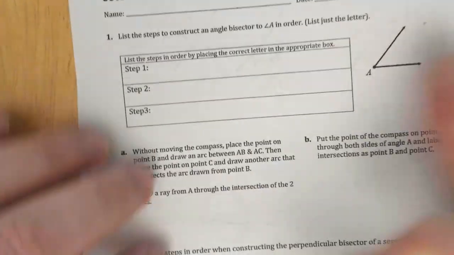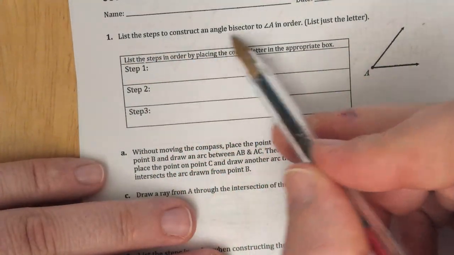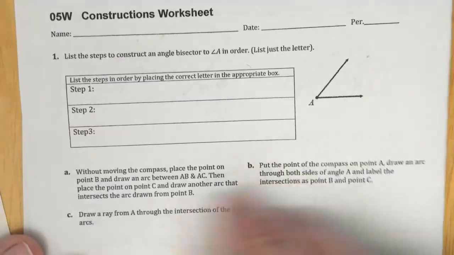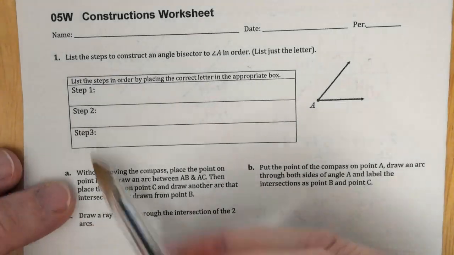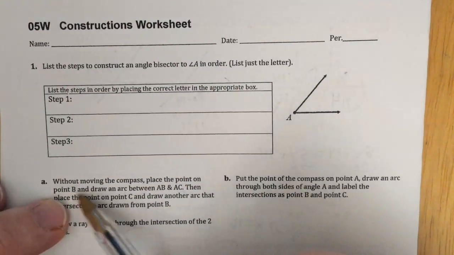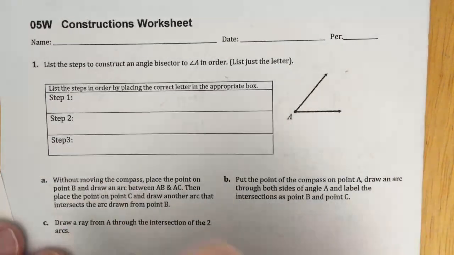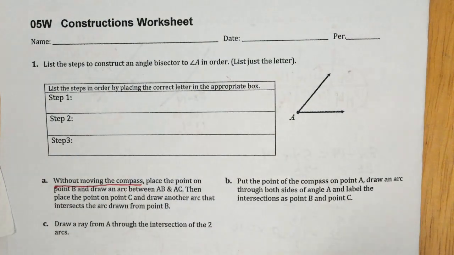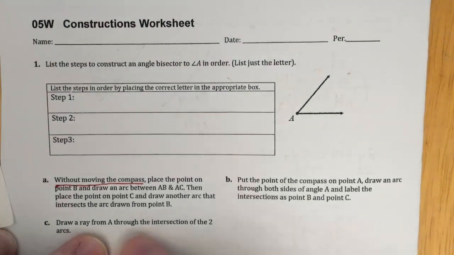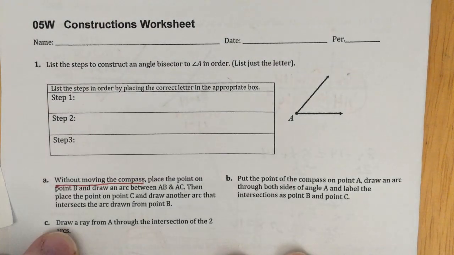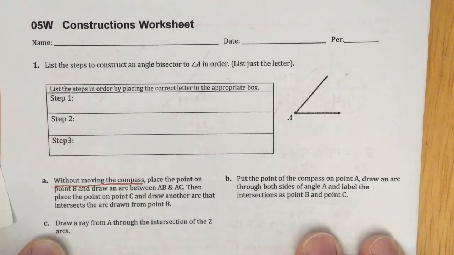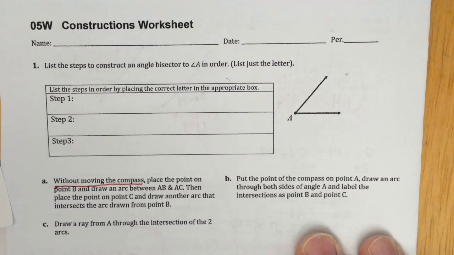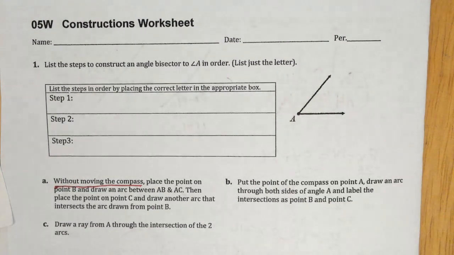So these are things to memorize, but you can actually just fake it till you make it, right? All right, so list the steps on how to do the construction, and don't reinvent the wheel. There's multiple choice here. Okay, so without moving the compass. Now we cannot move the compass if we haven't placed the compass anywhere. So we can't do that. Draw a ray from A through the intersection of two arcs. Huh. Now how am I supposed to do that if I don't have anything?